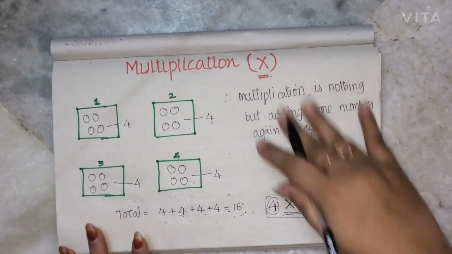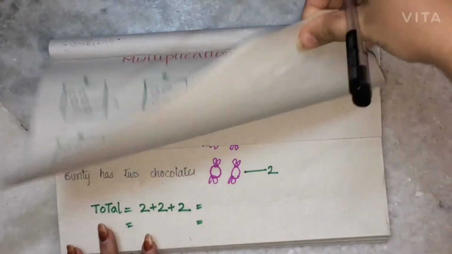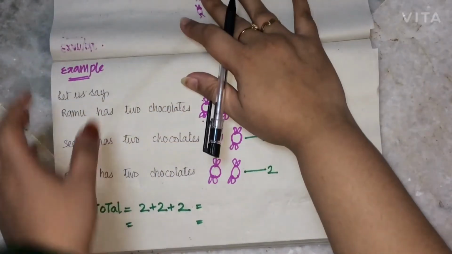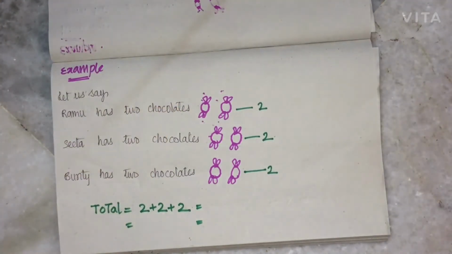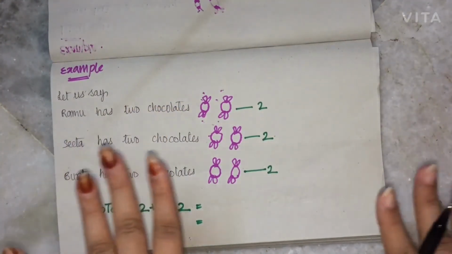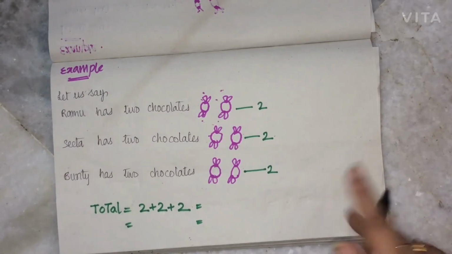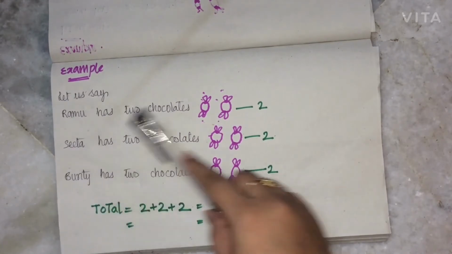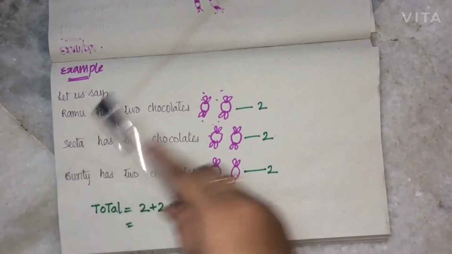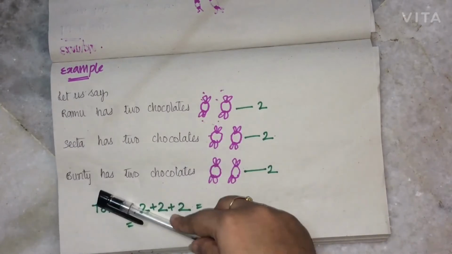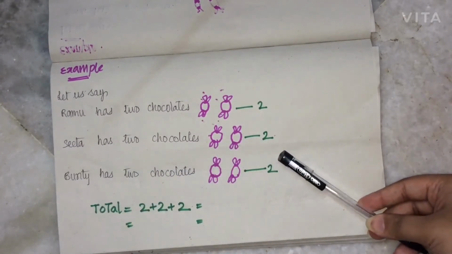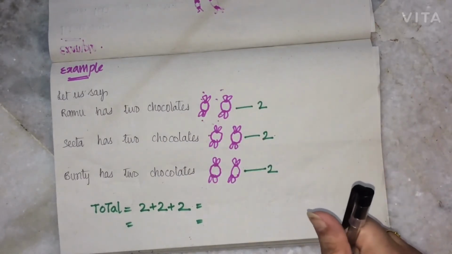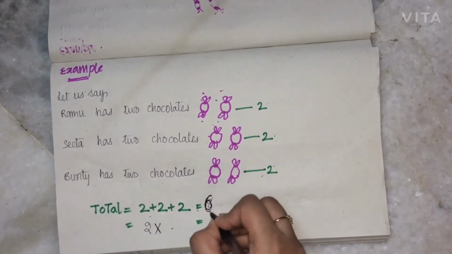Okay, so let us see one more example for this. We will take 3 students from our class. Okay, so Ramu, Sita and Bunty. Ramu has 2 chocolates, Sita has 2 chocolates, and Bunty also has 2 chocolates. All right, so Ramu, Sita and Bunty have two chocolates each. So in total how many chocolates do we have?